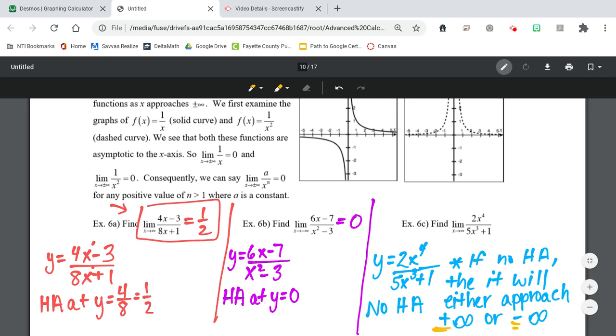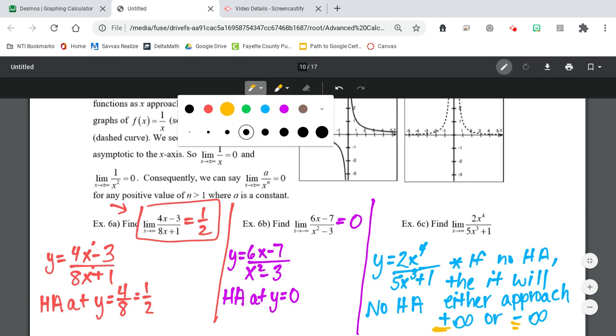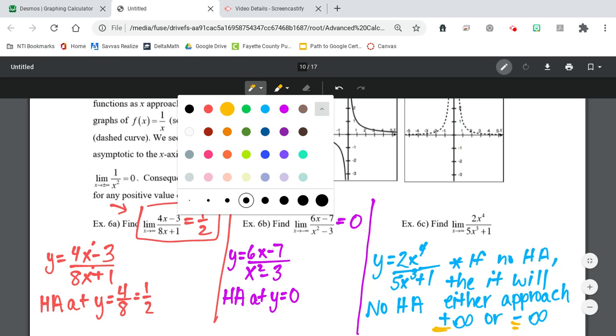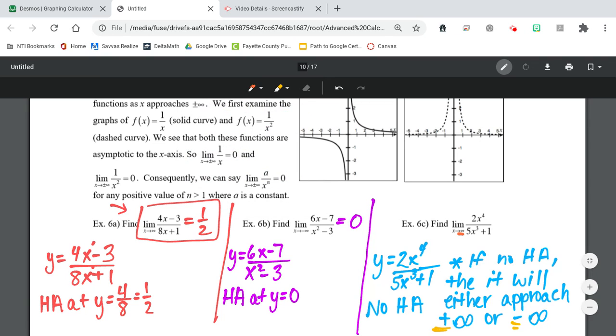So I go back up to my function and I start thinking about it. I think, okay, so the top is 2x to the fourth, and I'm approaching positive infinity. Well, positive infinity is a really big number, so I'm just going to generally think about this. So if I take 2 and multiply it times a big number raised to the fourth power, well, a big number like 1,000,000 to the fourth power times 2 is positive.